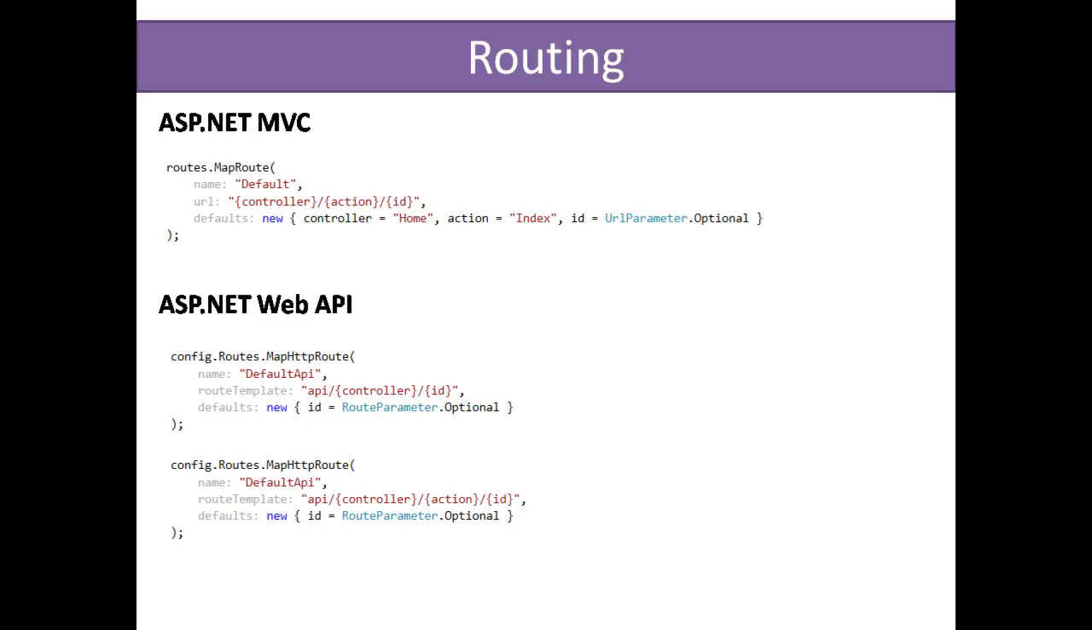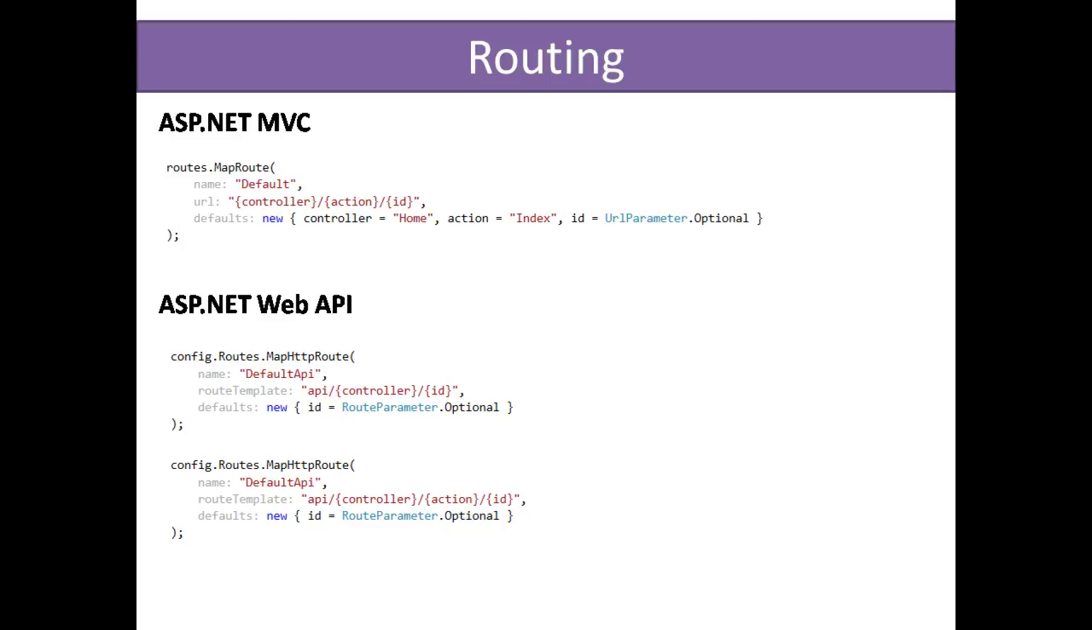The default root pattern for an ASP.NET MVC project is defined as follows. It contains the root name, controller name, action name, and action parameters. Also, it defines the default controller, action, and action parameter.